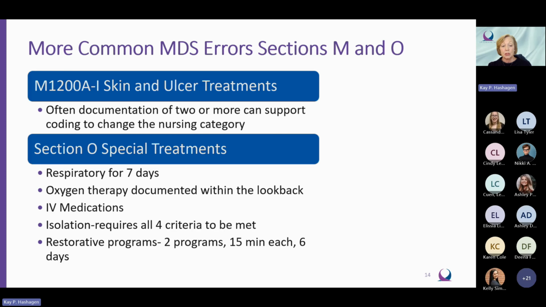Isolation is a big one because it really raises that nursing category, and there are 4 criteria that all must be met. Often we see there's no order, or it's not really isolation, it's more contact isolation. And sometimes we see documentation that doesn't show that the patient spent all of their treatment time in the room. We see the CNA ADL talking about walking in the hallway, or the therapy notes say that they were in the gym. And then again, restorative programs are very important. If you're at those lower nursing levels, you need 2 programs, 15 minutes each for 6 days.